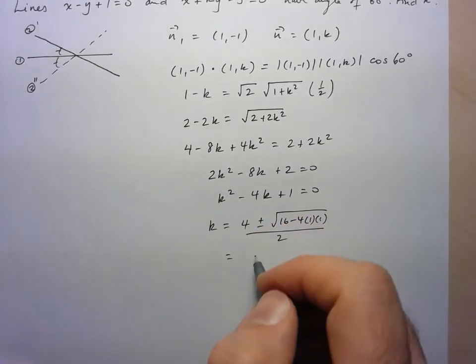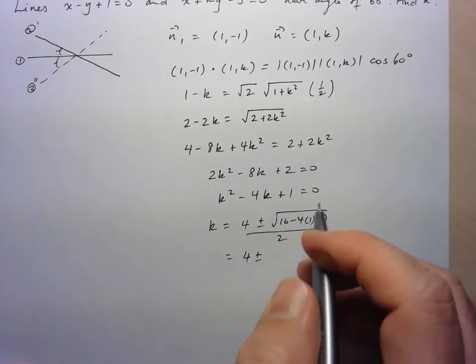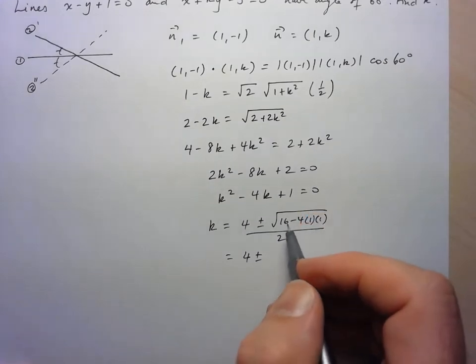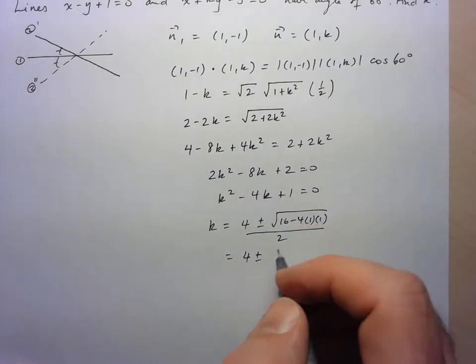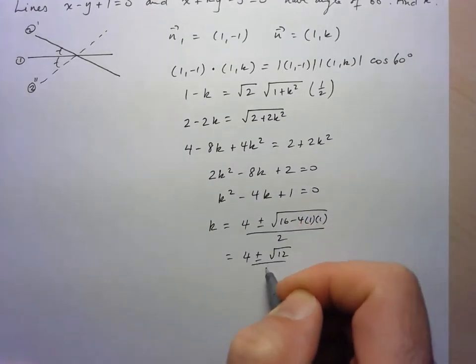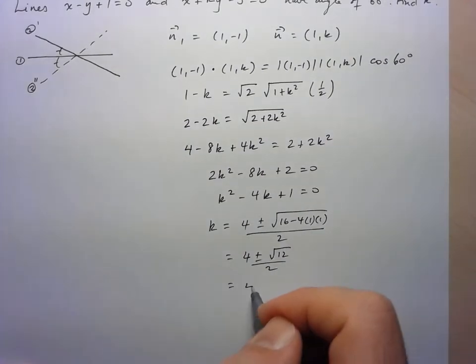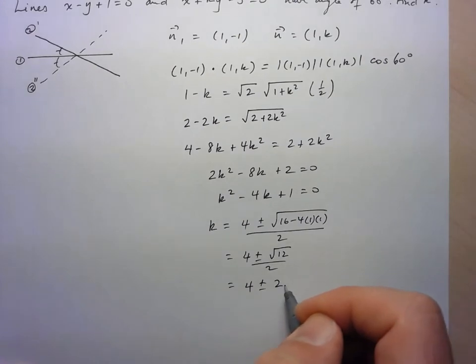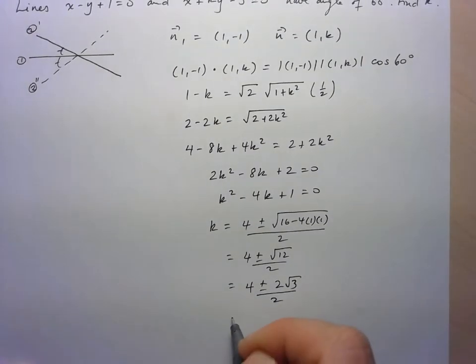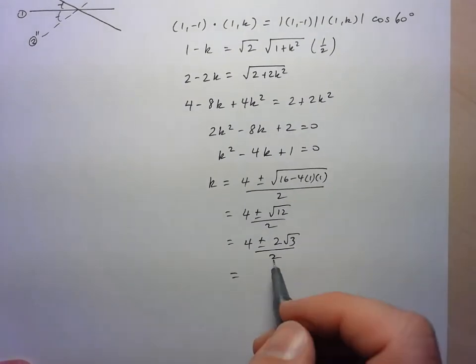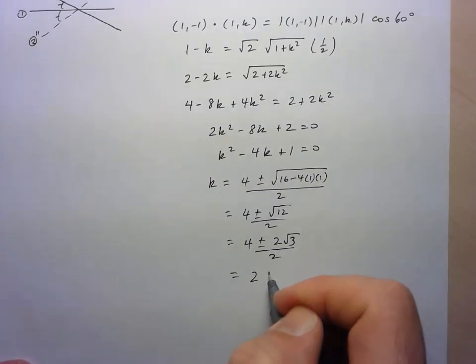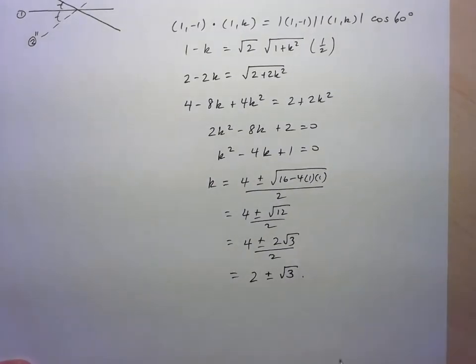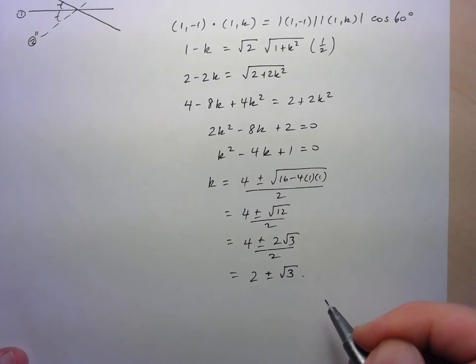So here we have 4 plus or minus the square root of 16 minus 4, which is 12. If we simplify this, 12 is 4 times 3, so we have 2 root 3. And lastly, we can divide by 2 on both of these, so k equals 2 plus or minus root 3. And there's our final answers.